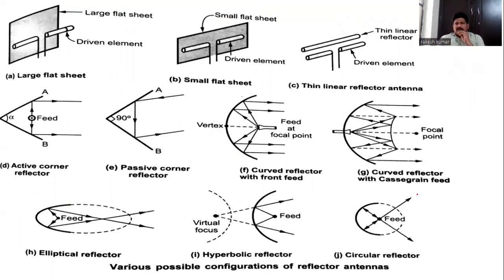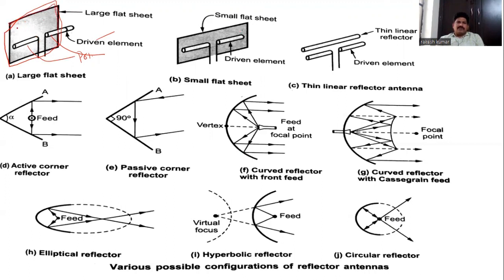In this diagram, this is the reflector, and this is the primary antenna or driven element. The antenna that excites the reflector is nothing but the primary antenna. Here, this is the dipole. Examples of the primary antenna are a dipole, a horn antenna, or a group of dipoles. Here the shape of the reflector is flat.